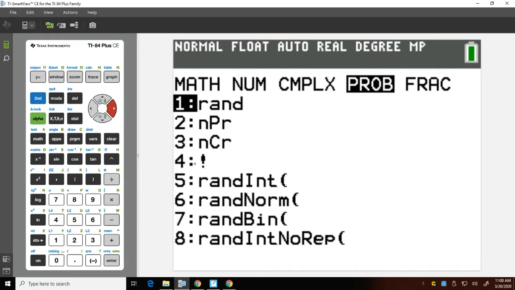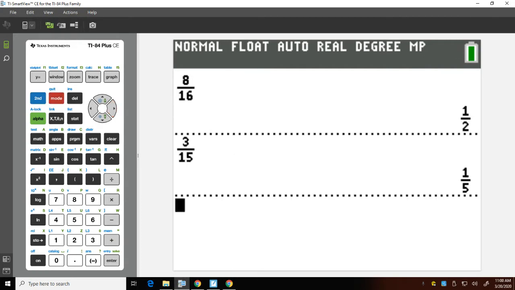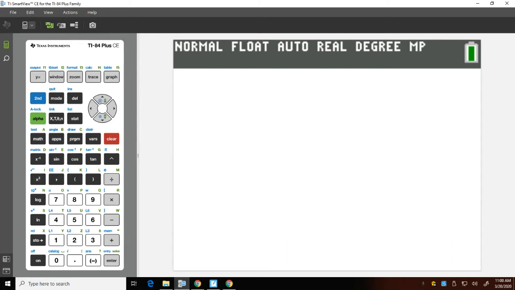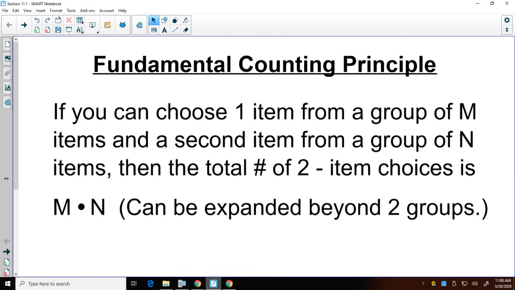So with that being said, let's do some fundamental counting principle, because that's what section 11.1 is all about. It's all about the fundamental counting principle. So here's what it is. The fundamental counting principle says if you can choose one item from a group of m items and a second item from a group of n items, then the total number of 2-item choices is m times n. And this can be expanded beyond 2 groups. Let me give you some examples of this.